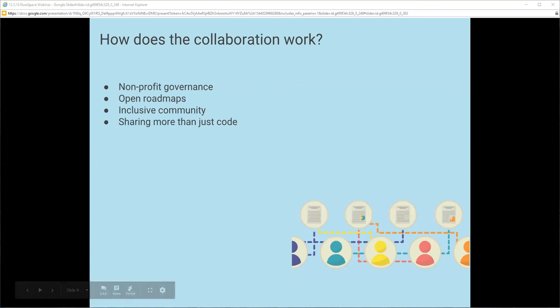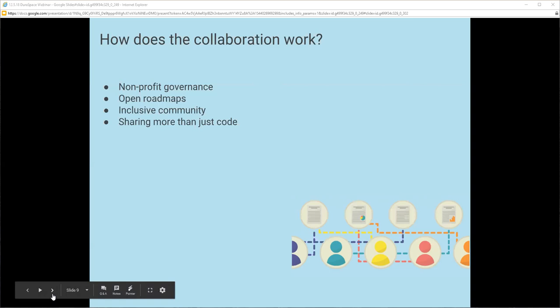Part of Coco's job is to make sure that the community is vibrant and there's always multiple developers and different institutions working on the code, so that it's not monopolized by one person. We also, as I said, work very collaboratively. So we share our roadmaps. We share more than just code. We share design. We share product vision. We share strategy. And we make sure to have a very inclusive community.